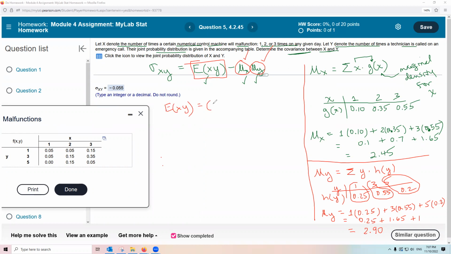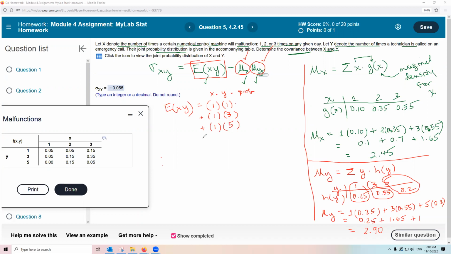Well, x could be 1, y is 1. X could be 1, y can be 3. So I'm going to write the x values here, the y values here, and then I'm going to put the probabilities here. Okay, and we're going to multiply all of these together. And then, of course, we're going to be adding these as we go down here. So there's going to be 1 and 5.